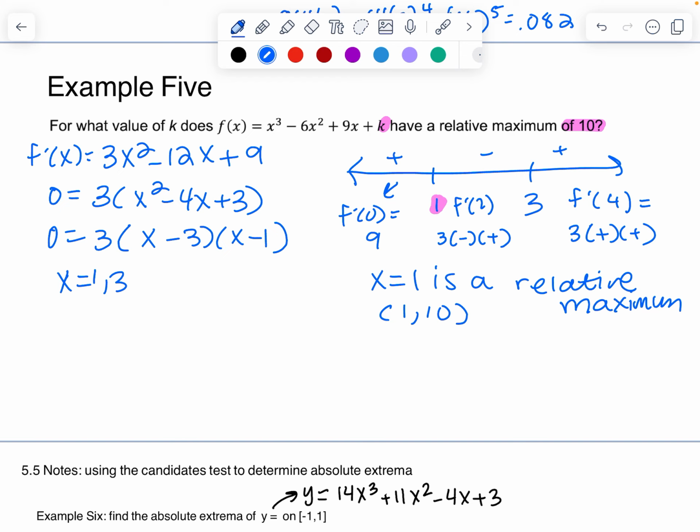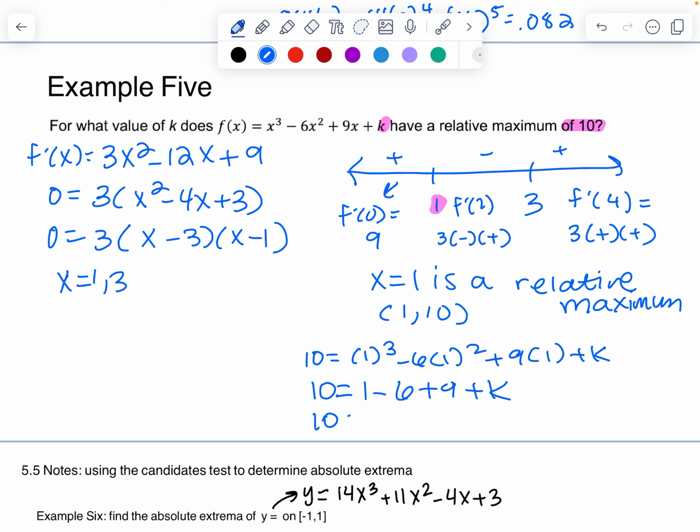So basically, I know that the function is going to equal 10. I'm going to plug in 1 for x because that's where the relative maximum is occurring, and then I'm going to solve for k. So I'll get 10 equals 1 minus 6 plus 9. I'll get 10 equals negative 5 plus 9, which is 4. And then if I solve for k, I'll get 6 equals k.